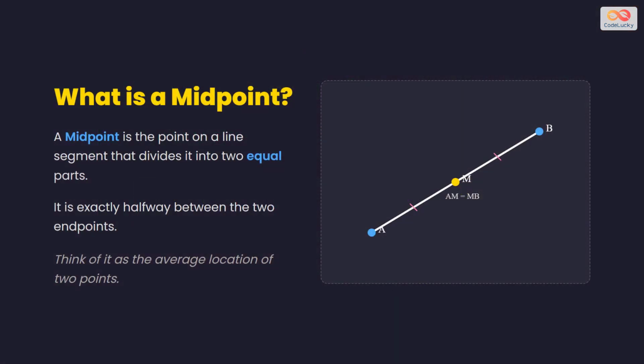First, let's define what we mean by a midpoint. In geometry, a midpoint is the specific point on a line segment that divides it into two equal parts. It is located exactly halfway between the two endpoints. You can think of it as the average location of the 2 points, balancing perfectly in the center.